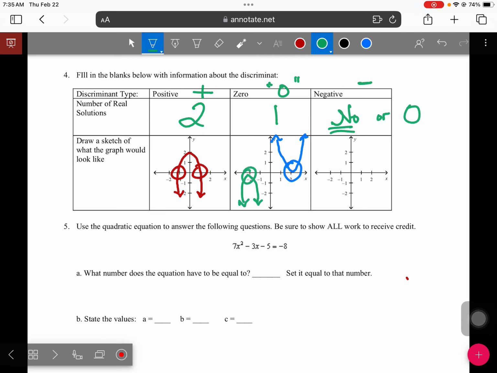And finally, if you have no real solutions, what's that going to look like? It's not going to touch the x-axis at all. It's either all above or all below. It's not a very good parabola, but I think you get the general idea. Okay? All right, so that's 4.